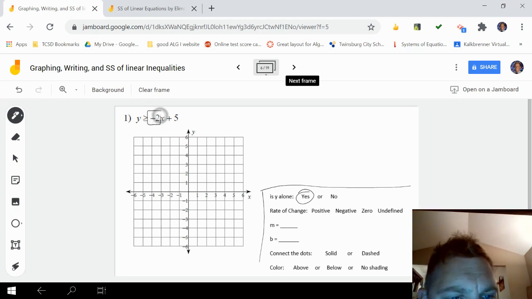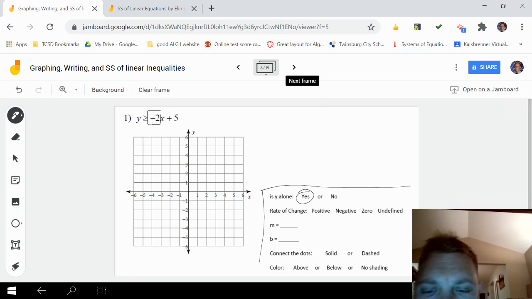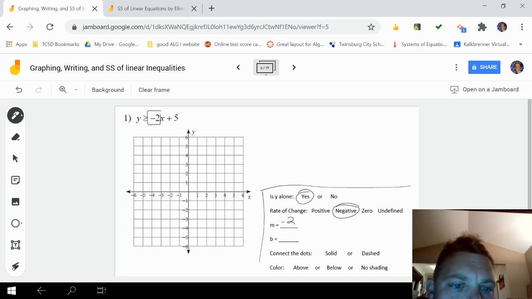We are going to look at that coefficient, negative 2. So this is going to be going downhill. All right, our slope is negative 2 because that's the bestie with x, remember? And then our y-intercept is at positive 5. We can tell a lot from that slope-intercept form. Do we connect the dots?